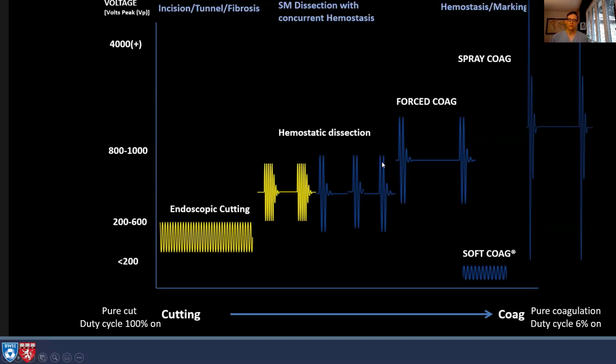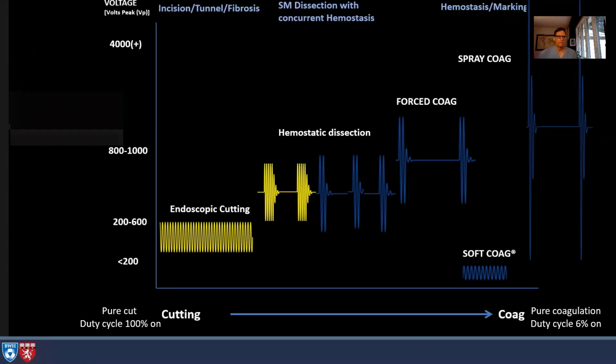Here we would have something such as swift coag. Okay, this is the transition point. I start using the blue pedal instead of the yellow pedal. We have forced coag, much higher voltages, and spray coag, of course, with incredibly high voltages, relatively speaking. And then here we have our soft coag, which is, again, sinusoidal, but it's lower in voltage, so it can be used for coagulation.